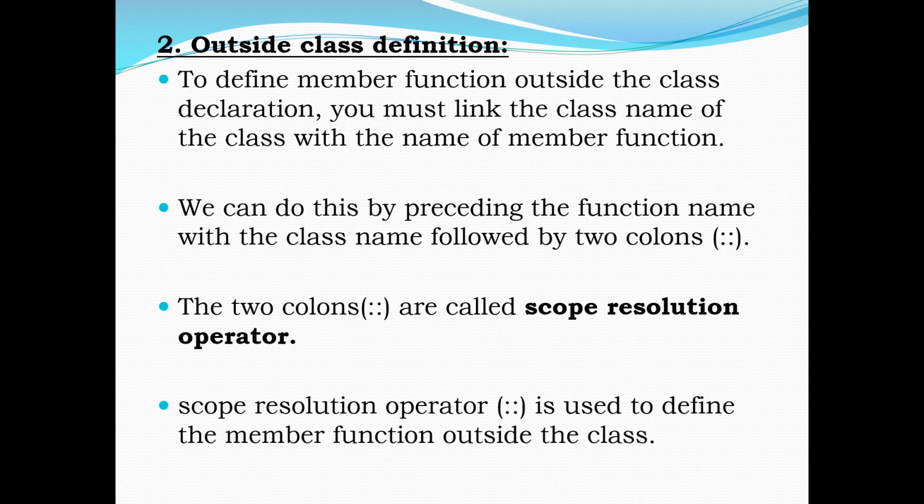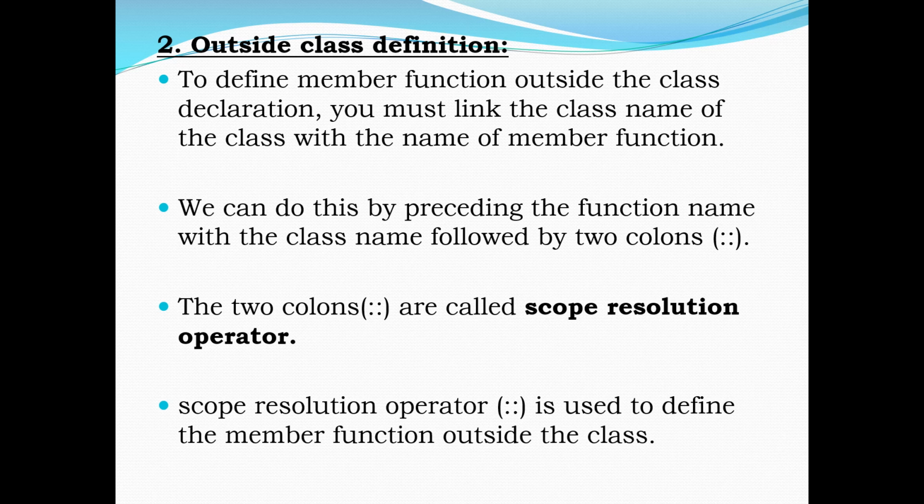Defining a member function outside a class requires a function declaration or a function prototype to be provided inside the class definition. It is declared inside the class as a normal function. This declaration informs the compiler that the function is a member of a class and that it is being defined outside the class.